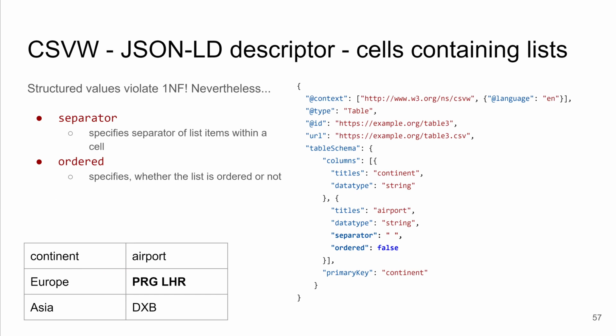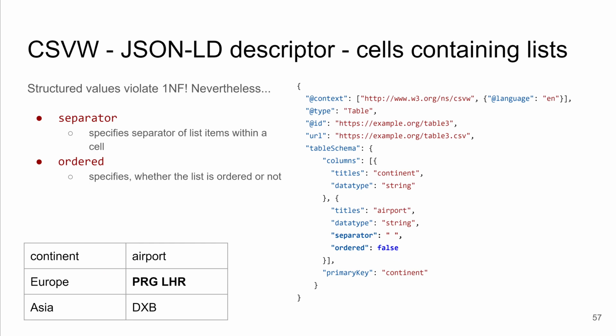What's next? Well, in addition to the dialect, CSV on the web contains support for lists in table cells. I already told you, do not use structured values or lists inside cells because that violates first normal form of relational databases, and it is hard for data users to know what to use as a separator and what the list actually means. Well, you can at least describe this using this JSON-LD descriptor, because for a given column, as you can see on the right, you may specify the separator of the list and whether or not the list is ordered. In this case, and I do not recommend to do it like this, but I want to show you how you can describe it when you see it used.